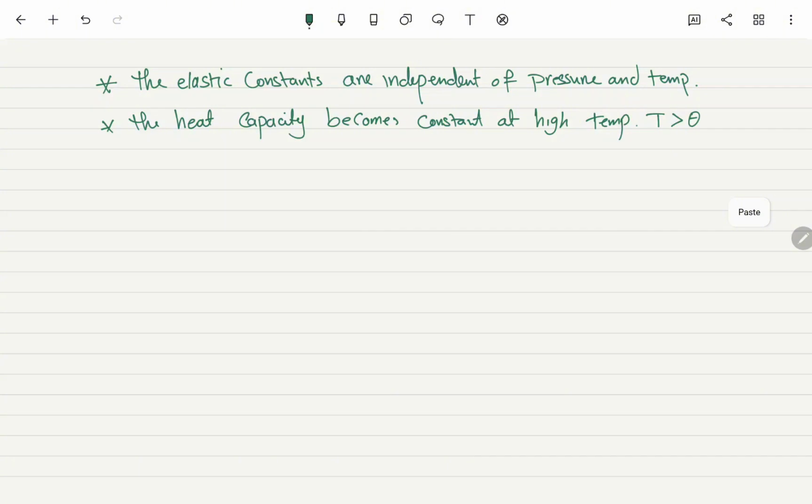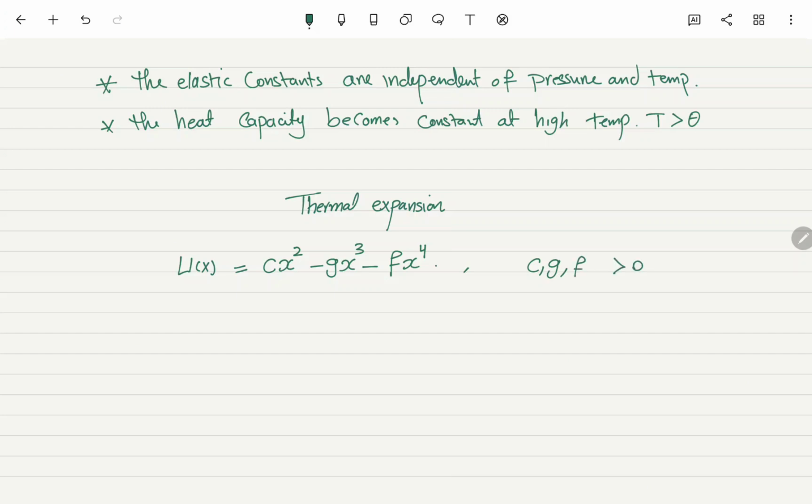Now let's start with thermal expansion. The potential energy of the atoms at a displacement x from their equilibrium separation at absolute zero can be written as U of x equal to c x squared minus g x cubed minus f x to the power 4, with c, g, and f all positive. The x cubed term represents the asymmetry of the mutual repulsion of the atoms, and the x to the power 4 term represents the softening of the vibration at large amplitudes.